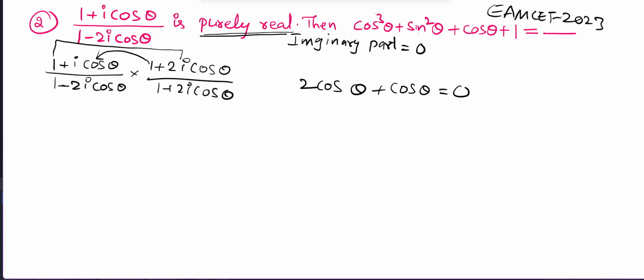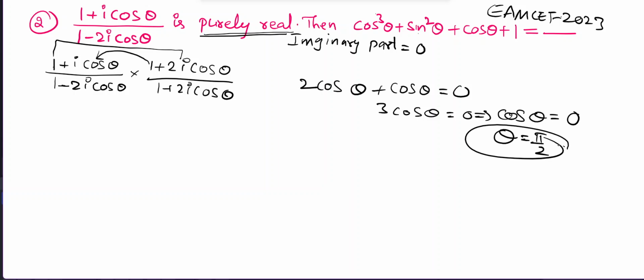The denominator is (a + b)(a − b), that is a² − b², which is all real part. So 3 cos θ is equal to 0. From this, cos θ is equal to 0, which means θ is equal to π/2.